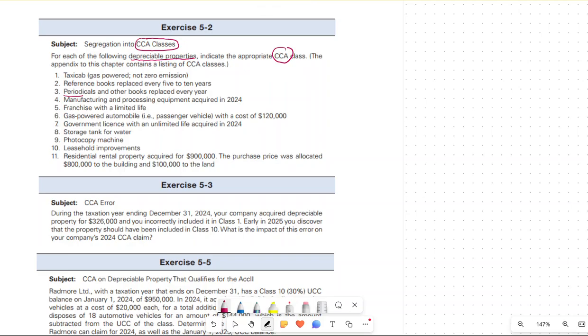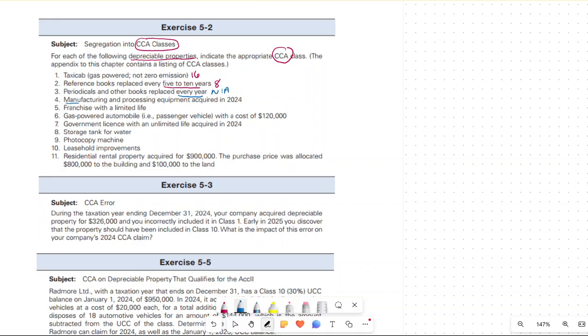My first one is taxi cab, and that goes under class 16. We have reference books that are replaced every 10 or 5 years. They will go under class 8. The next one is periodicals and other books replaced every year. If they're replaced every year, they will not be a capital property or capital expenditure. If they're not capital expenditure, we just expense it. If we expense it, there's no class for them.